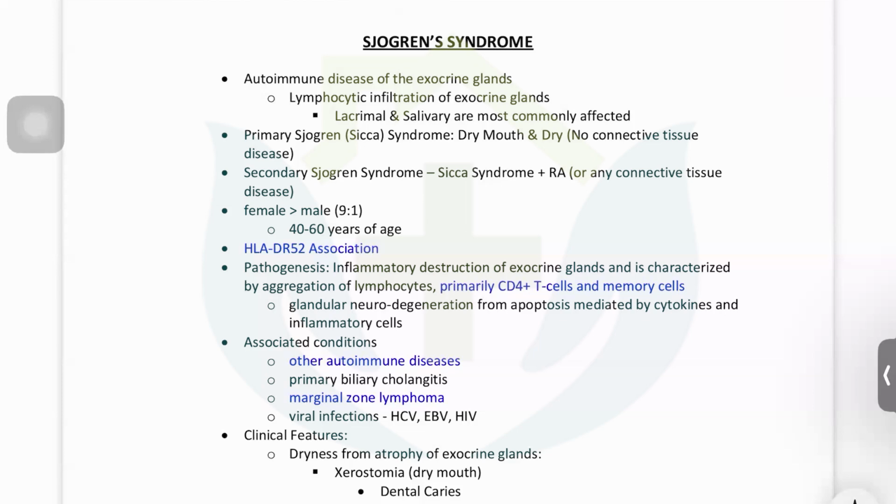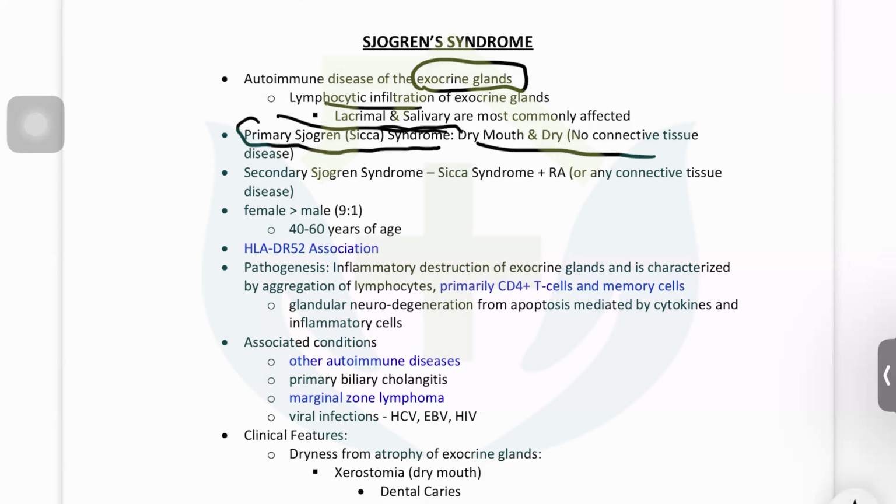So, Sjogren syndrome is basically an autoimmune inflammation of the exocrine glands. So, there is lymphocytic infiltration. Remember, it is lymphocytic, not T cell infiltration. So the lacrimal and salivary glands are importantly and commonly involved. There is something known as primary Sjogren syndrome, where it is mainly only the glands that are involved, no connective tissue. And then there is secondary Sjogren, where Sicca syndrome is also present with rheumatoid arthritis.